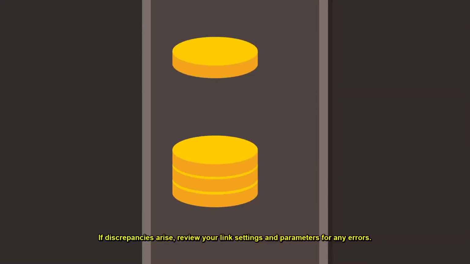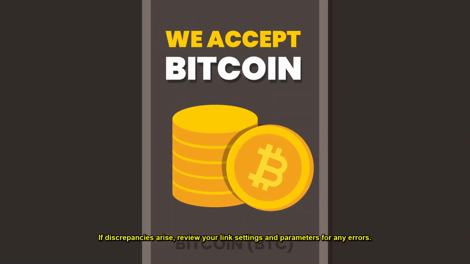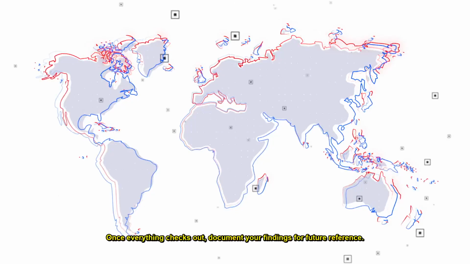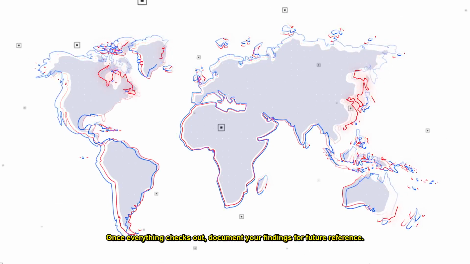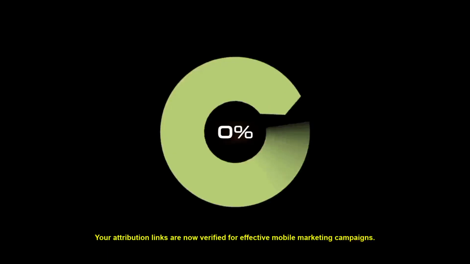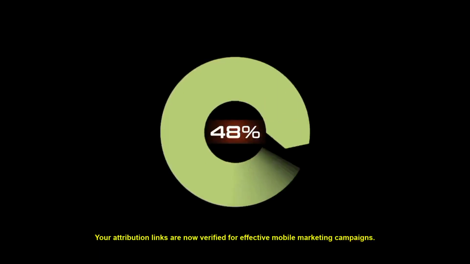If discrepancies arise, review your link settings and parameters for any errors. Once everything checks out, document your findings for future reference. Your attribution links are now verified for effective mobile marketing campaigns.